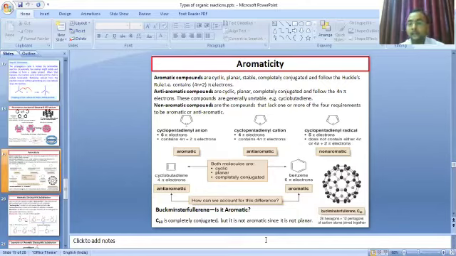In the third example, the cyclopentadienyl radical, there are only 5 pi electrons and it does not contain either 4n or 4n plus 2 pi electrons. So this comes under the category of non-aromatic compounds. The aromatic compound should be cyclic, planar, and completely conjugated. This is also the same condition for the anti-aromatic compound, but the aromatic compound follows the 4n plus 2 pi electron Huckel rule, whereas the anti-aromatic compound follows the 4n pi electrons rule.